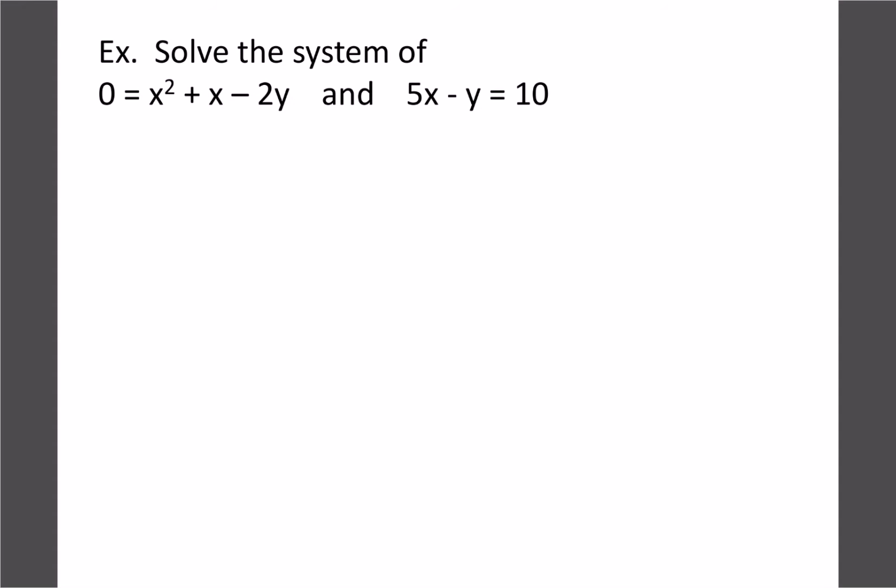Here's one where we have a quadratic and a linear. They still work the same way, so let's leave the quadratic the way it is. So let's rearrange our second equation. So if we put the 10 first, so that 10 lines up with the 0. We've got our 5x lining up with the x, and our y lines up there as well. So you can see it kind of worked out.